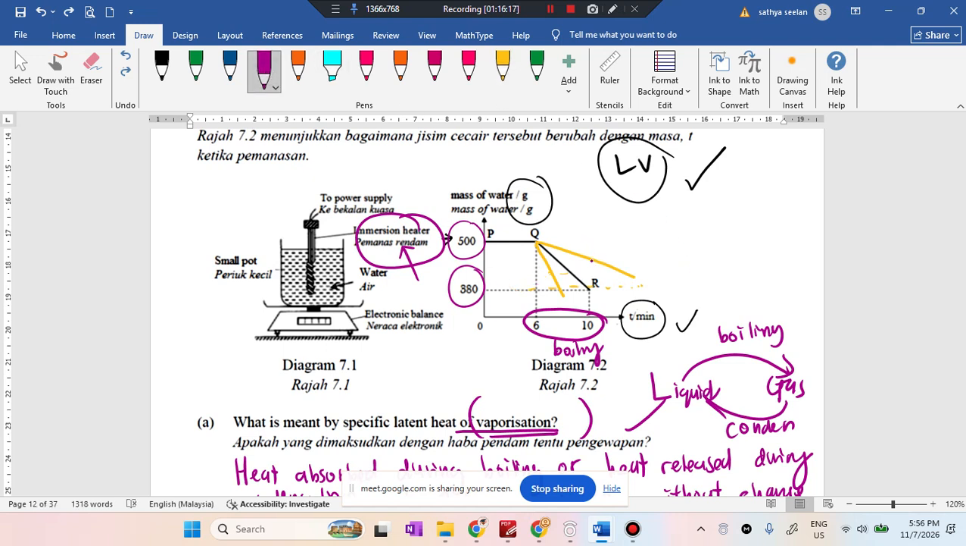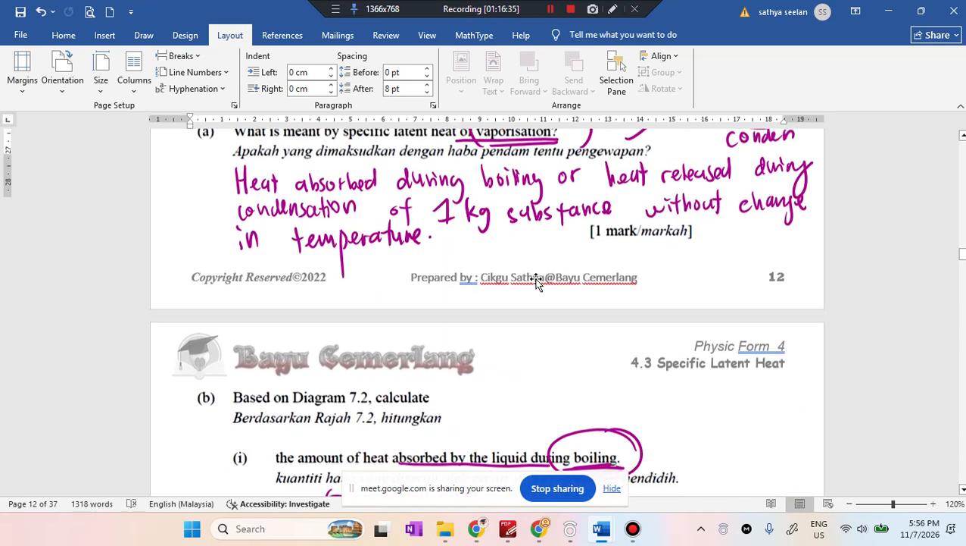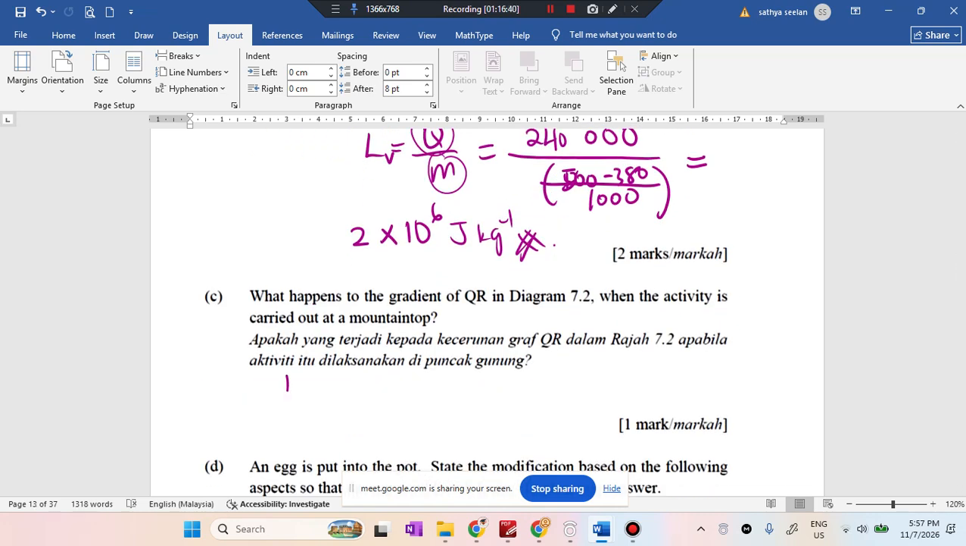If you go to the mountain, what will happen? It boils slower, right? Because the temperature and pressure there are lower. So the time it takes will be longer. Okay, so it will be less steeper, because it takes longer time to boil completely.